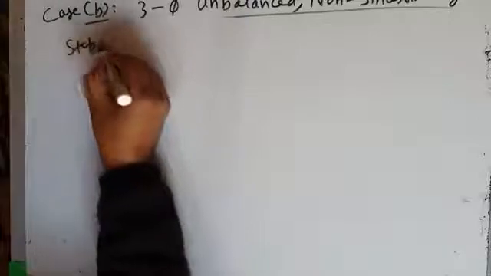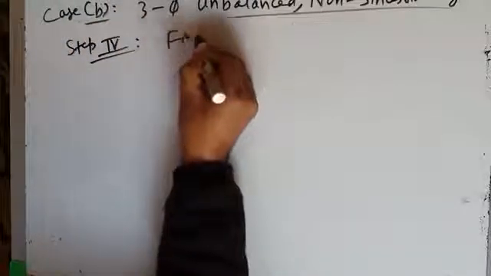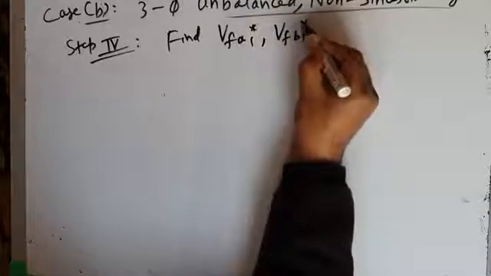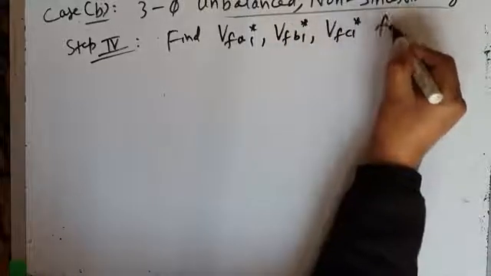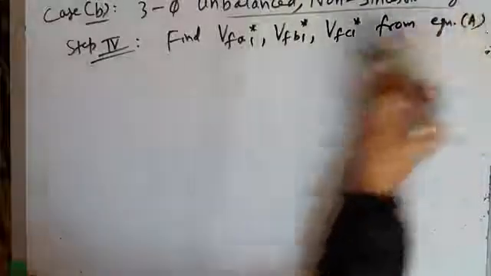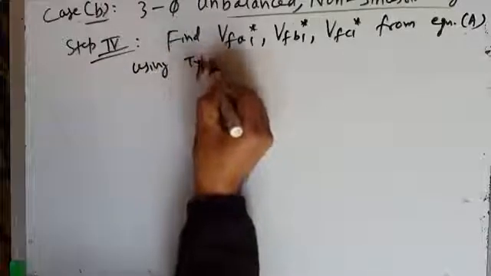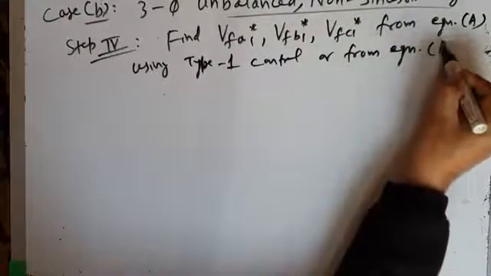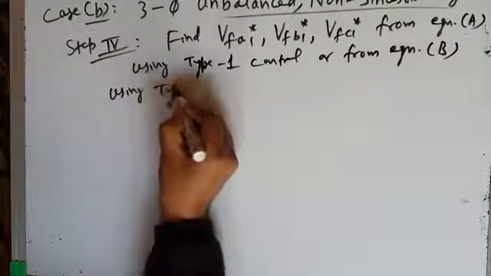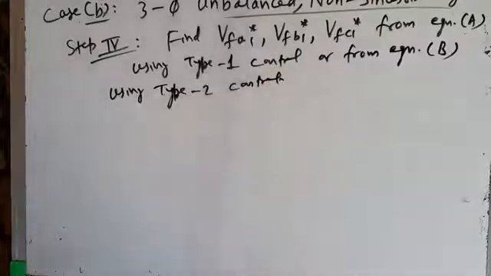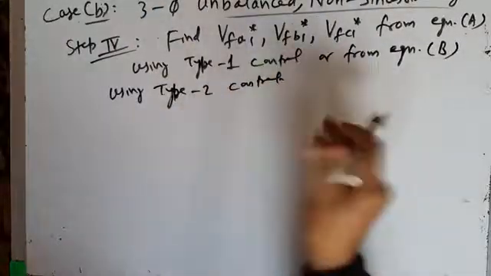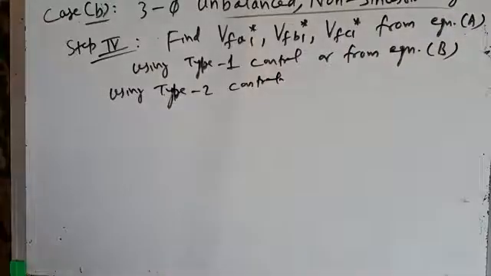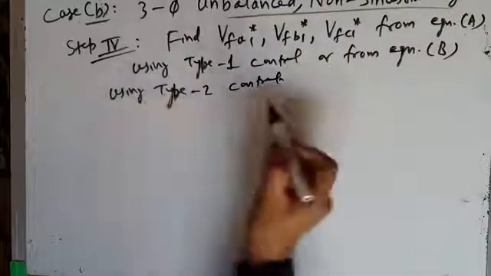So step 4, find VFA1 star, VFB1 star, VFC1 star from equation A using type 1 control, or from equation B using type 2 control. So this is what your control algorithm will do. Depending upon which equation you use, your control algorithm will then calculate VFA1, the RMS value of the fundamental component of compensation voltages. So let us take this type 2 control.